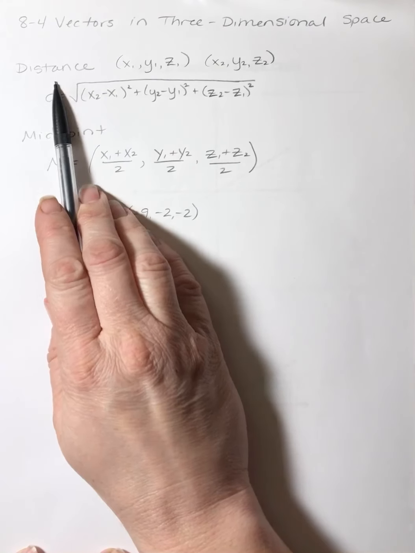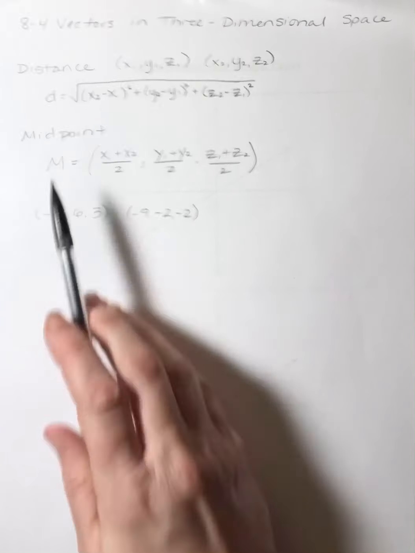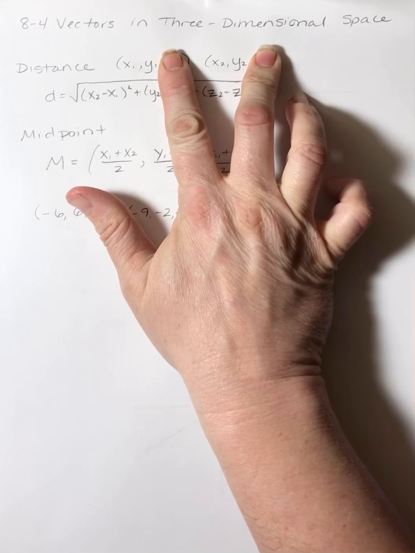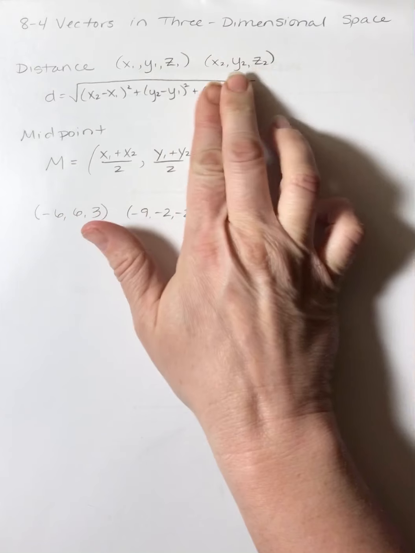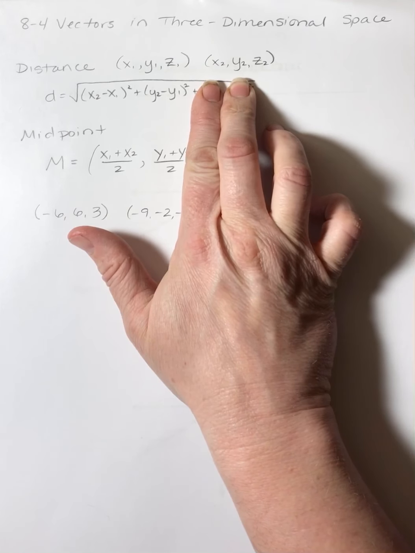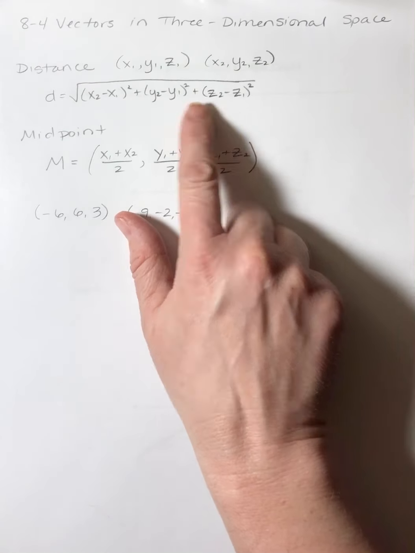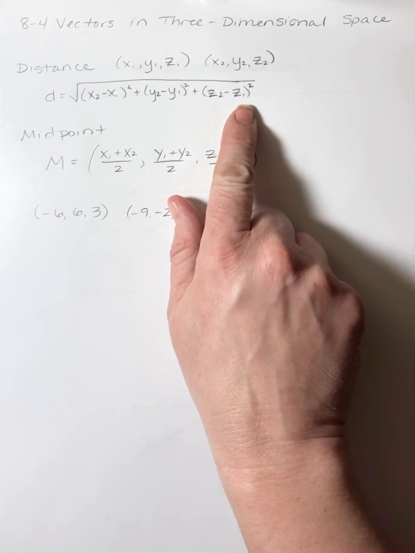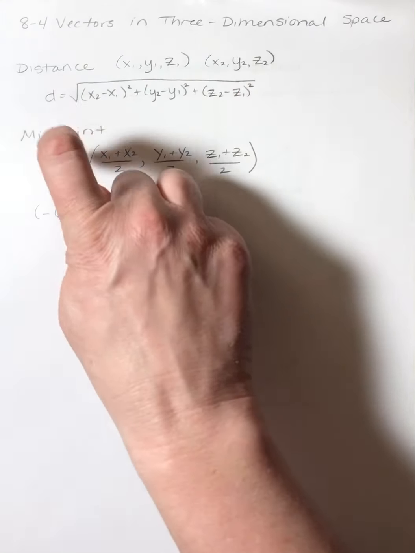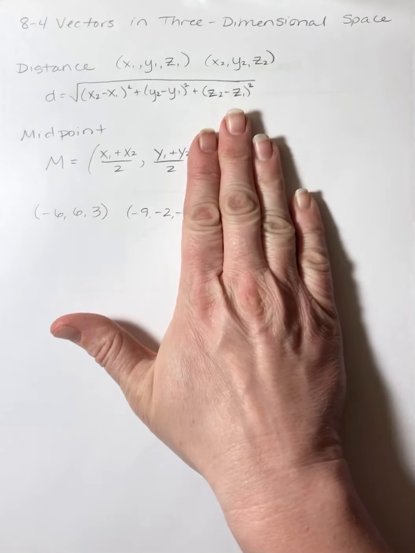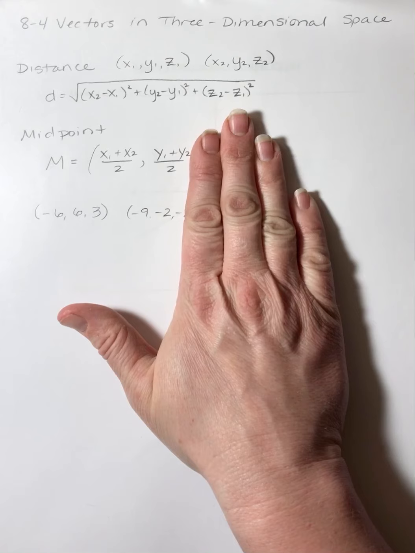Next we have the distance formula and the midpoint formula. If we had ordered pairs, x and y, there's the distance formula. The only thing we do different is we now add our z's. So you still subtract to find the distance and square it, and then it's the square root of the sum of those things.